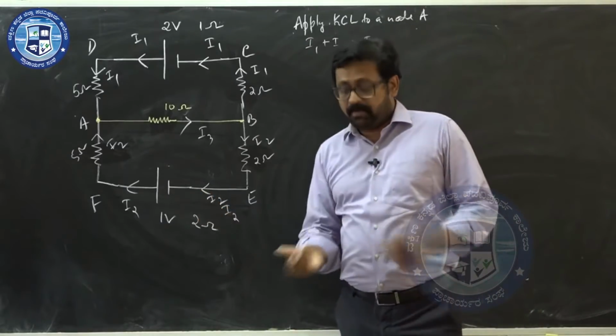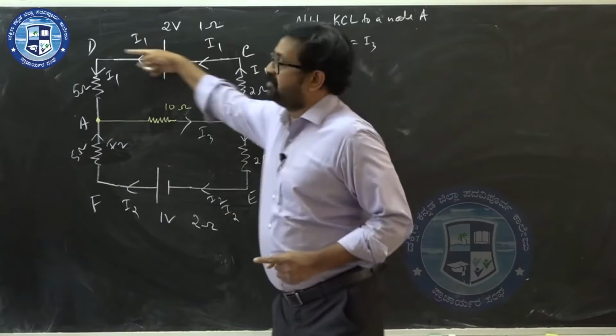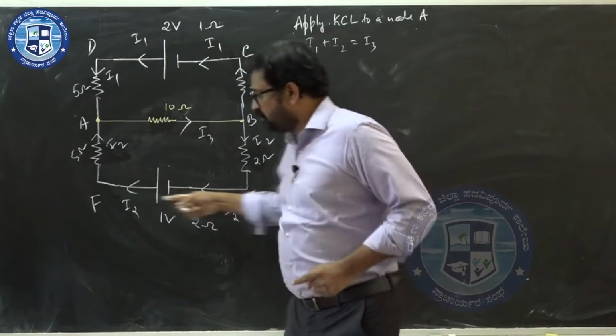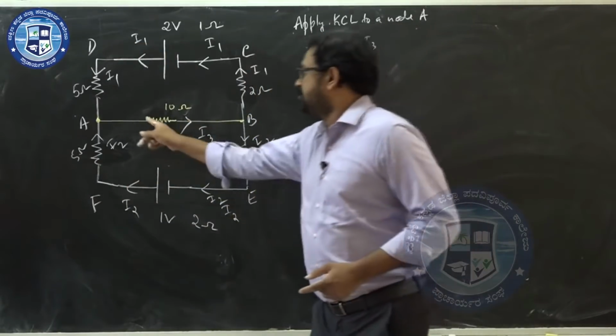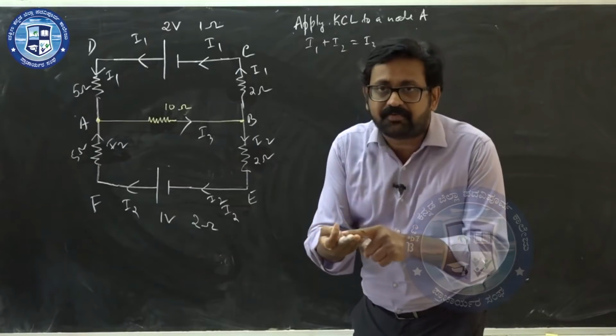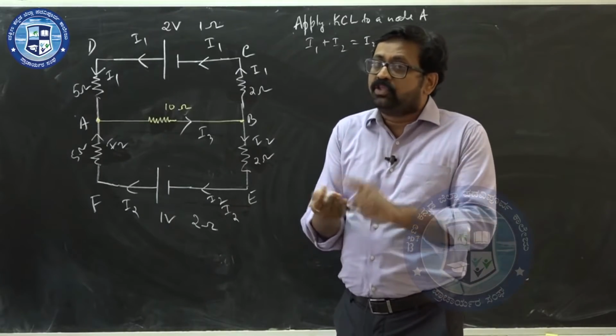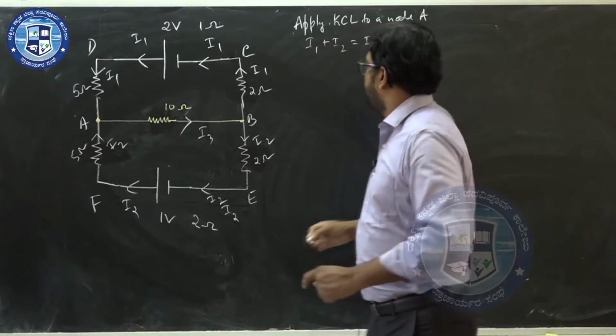One of the questions in the problem is, what is I1? I1 is the current through the cell. What is I2? Current through the cell. What is I3? Current through the 10 ohm. I1, I2 and I3 you have to find out. And not only that, you are asked to find out the potential difference across 10 ohm.